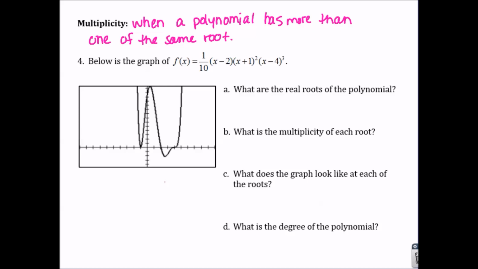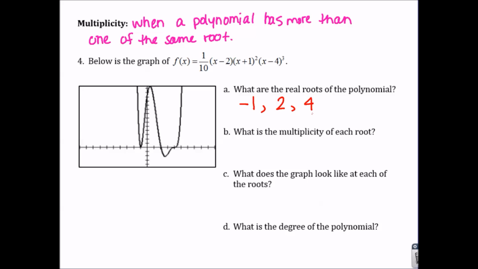We have the equation, we have the graph. We want to figure out what are the real roots of this polynomial. We can look at the graph and see that the polynomial touches the x-axis at -1, 2, and 4. We could also look at the equation. We have a factor of x minus 2, which will give us a root of 2, a factor of x plus 1, which will give us a root of -1, and a factor of x minus 4, which will give us a root of positive 4. So either way, our roots are -1, 2, and 4.